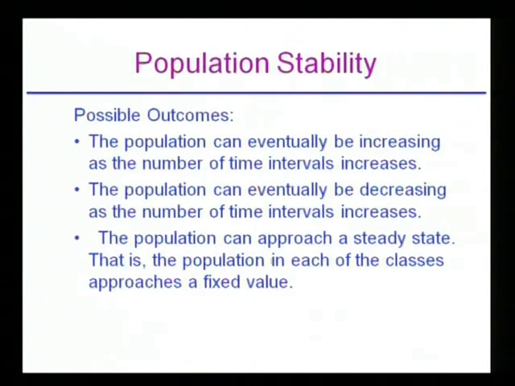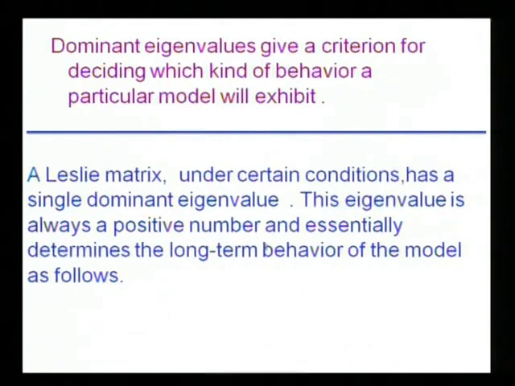But the question that comes is, can we predict what happens to the population? Will it eventually be increasing or will it be decreasing or is it going to obtain a steady state? So that is what we have to find out, and that we see. For doing that, we use the concept of dominant eigenvalue. Dominant eigenvalues give a criterion for deciding which kind of behavior a particular model will exhibit.